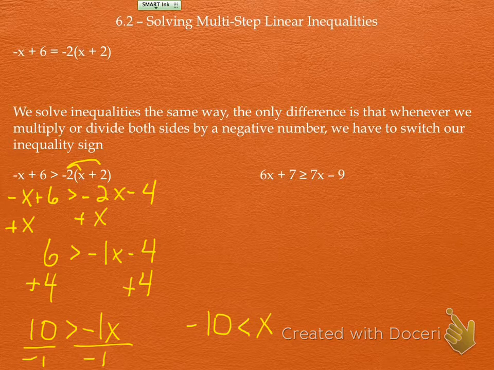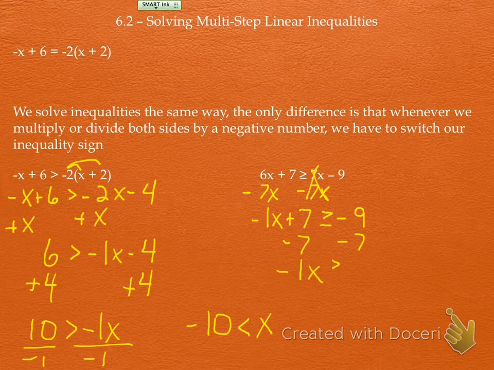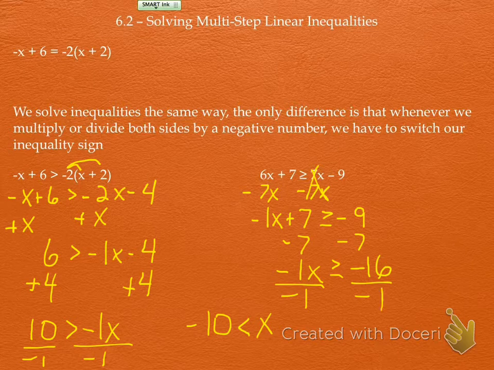When I'm solving the second one, I'm going to get my x on the same side again, so minus 7x to move it to the other side. So I get negative 1x plus 7 is greater than or equal to negative 9. Then subtract a 7, subtract a 7. So negative 1x is greater than or equal to negative 16, and then divide both sides by negative 1.